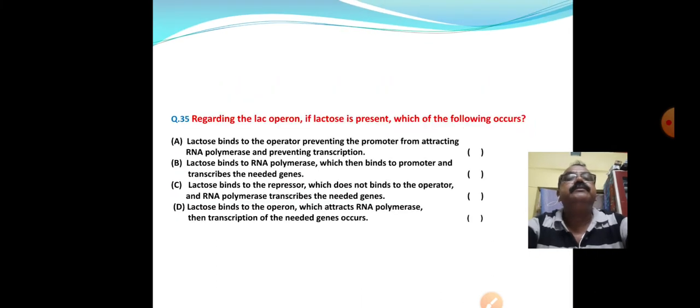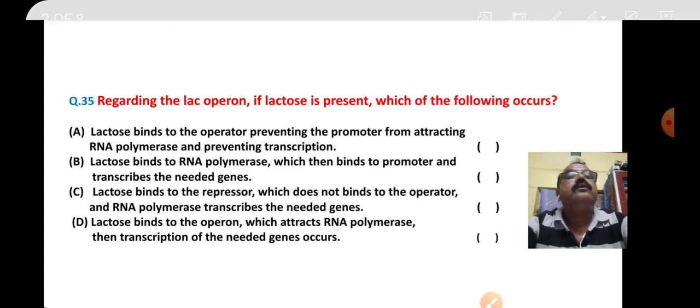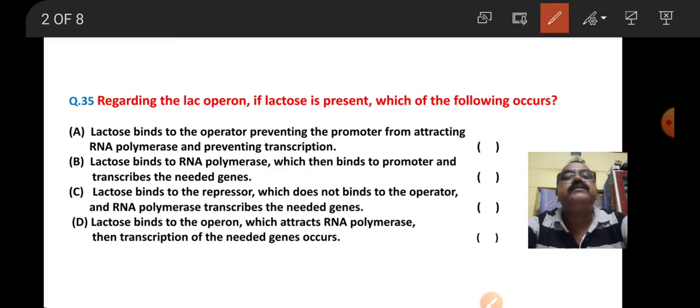Here the first question is, regarding the lac operon, if lactose is present, which of the following occurs? Out of these four alternatives, alternative C is the correct answer. It means lactose binds to the repressor, which does not bind to the operator, and RNA polymerase transcribes the needed genes.